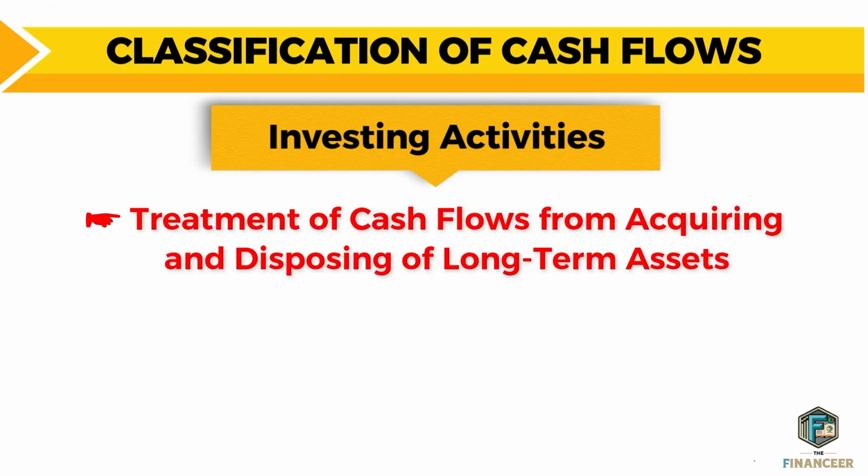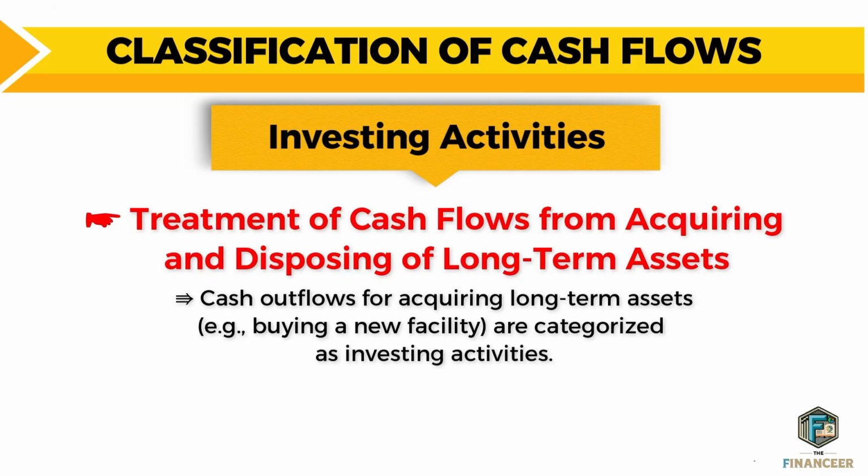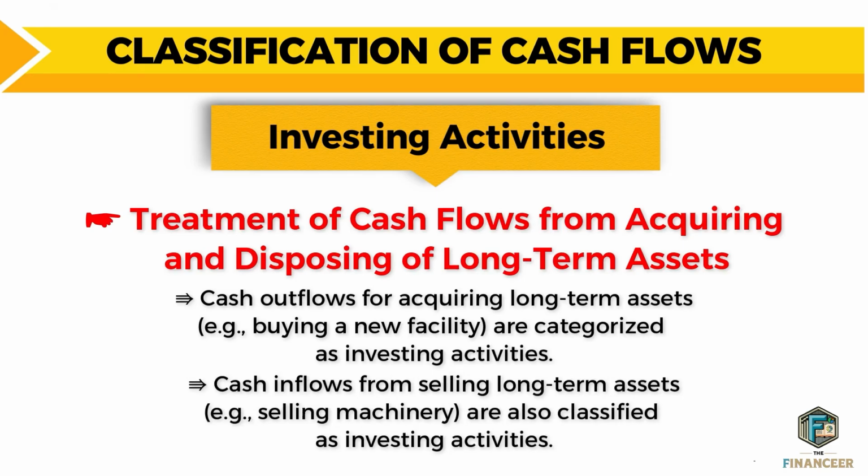Now come to the treatment of the cash flow from acquiring and disposing of long-term assets. Cash outflow, which is a minus because you are going to pay for acquiring these long-term assets, such as buying a new facility, is categorized as investing activities. And the cash inflow that you receive from selling long-term assets, such as selling machinery, is also classified as investing activities.